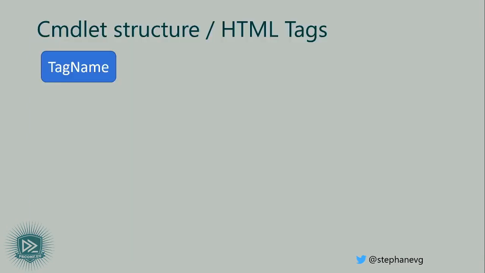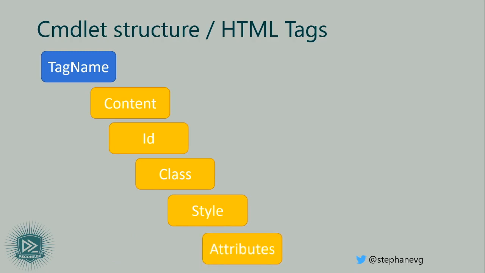Okay, so as a recap, for every HTML tag we have those elements: content, ID, class, and style. These are parameters that are available on every HTML tag in PSHTML, and these are actually attributes that you have in HTML. And there's this additional one called attributes to allow you to add parameters that are not available on any of the HTML commandlets. I come back to that in a second.